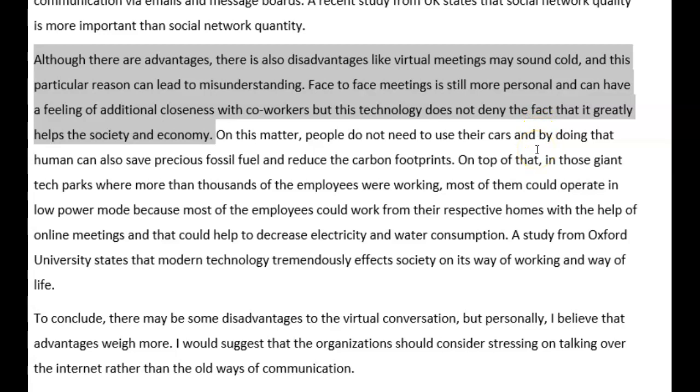Let's see. "To conclude, there may be some disadvantages to the virtual conversation, but personally I believe that advantages weigh more. I would suggest that the organization should consider stressing talking over the internet rather than the old ways of communication." Okay, so yeah, that's true. You did have some disadvantages, but they were so confusing the way they were organized that this is not what I would have focused on in your conclusion. Your conclusion really should have focused on the main idea here, which is that you think that there are far more advantages.